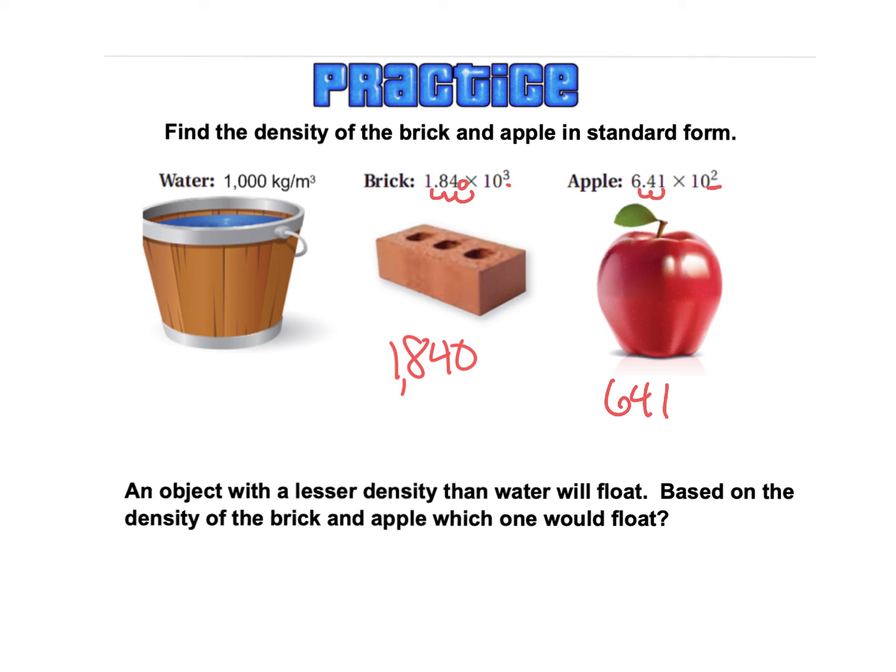So the question down below says an object with a lesser density than water will float. Based on the density of the brick and the apple, which one would float? So our water has 1,000 kilograms. The apple is less, so the apple is the one that would float.